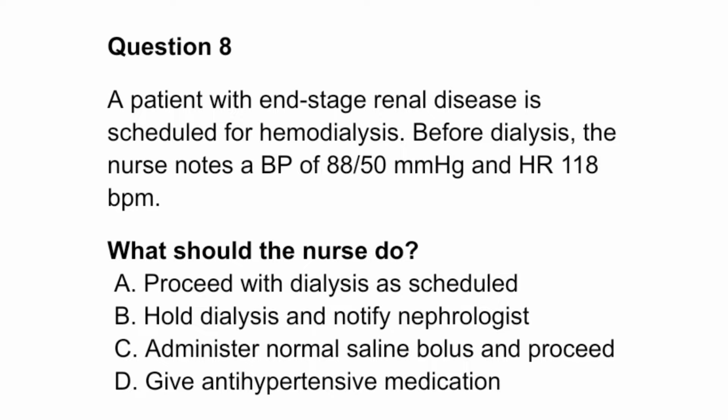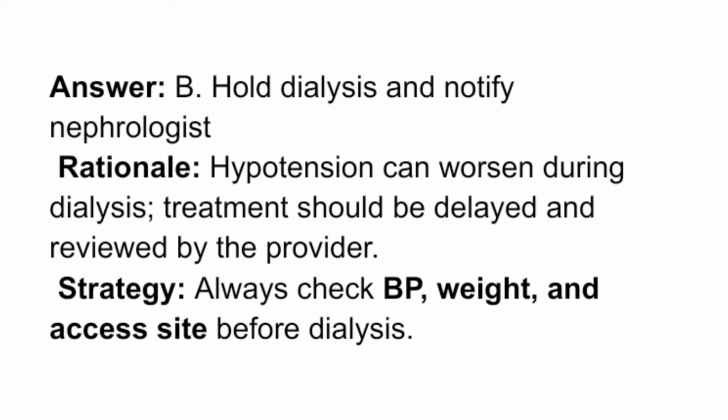Question 8. A patient with end-stage renal disease is scheduled for hemodialysis. Before dialysis, the nurse notes a BP of 88/50 mmHg and HR 118 bpm. What should the nurse do? A. Proceed with dialysis as scheduled. B. Hold dialysis and notify nephrologist. C. Administer normal saline bolus and proceed. D. Give antihypertensive medication. Answer: B.